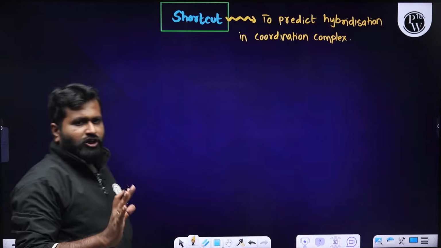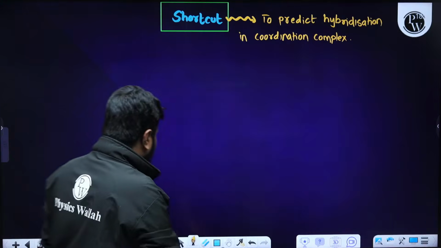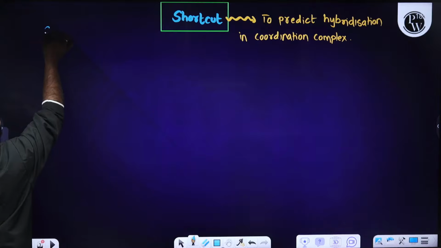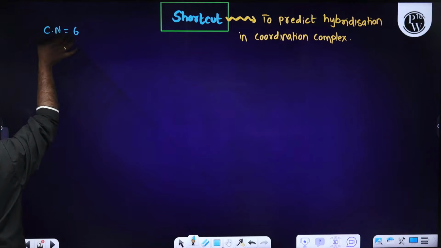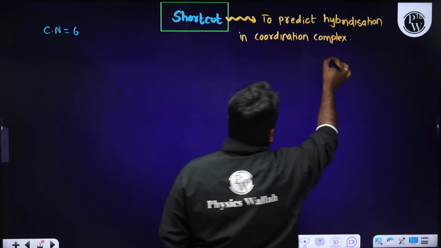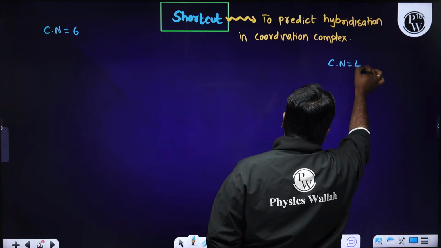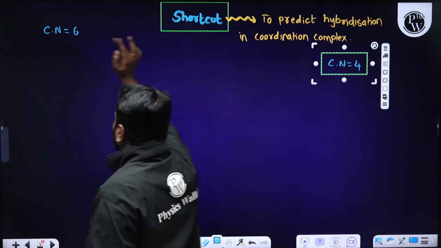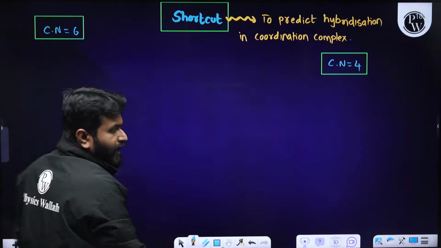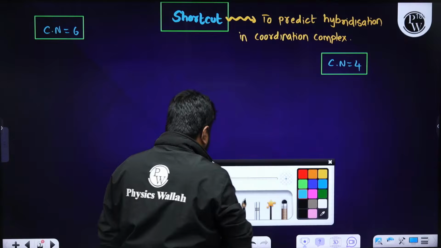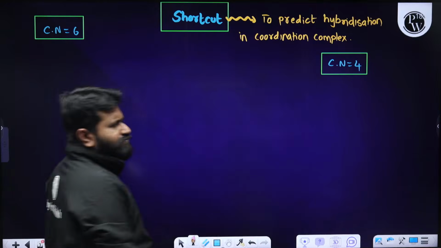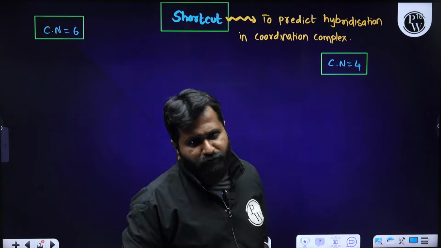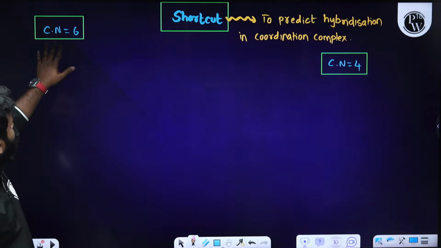When it comes to coordination complexes, we will be having only two coordination numbers. It is not like chemical bonding. Either we will be having a coordination number 6 complex or a coordination number 4 complex. Only these two are possible. Listen carefully. Let me take the coordination number 6 complex.